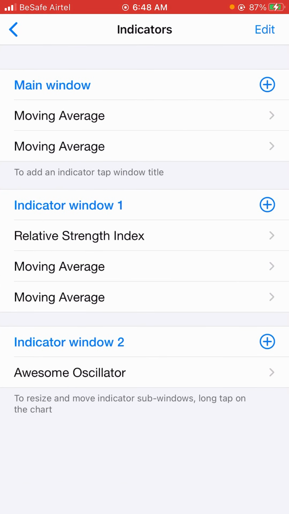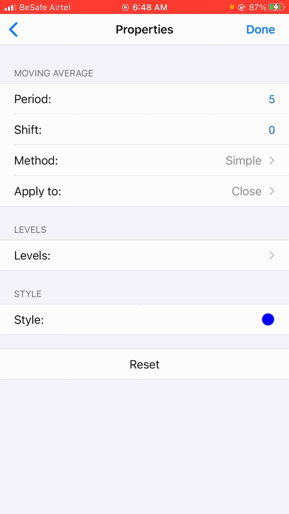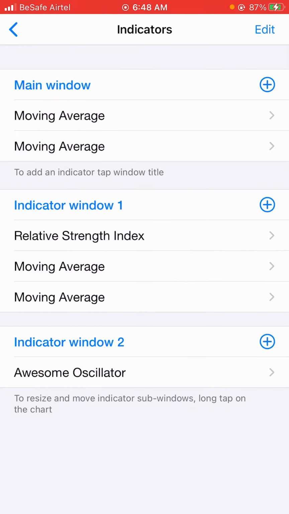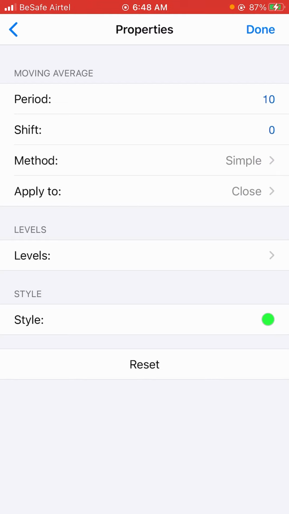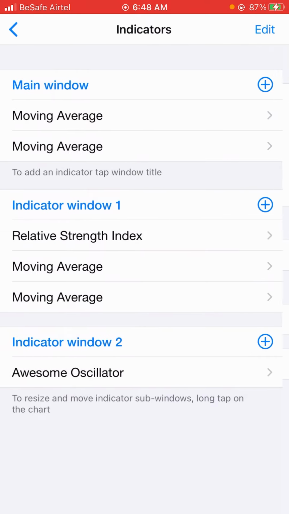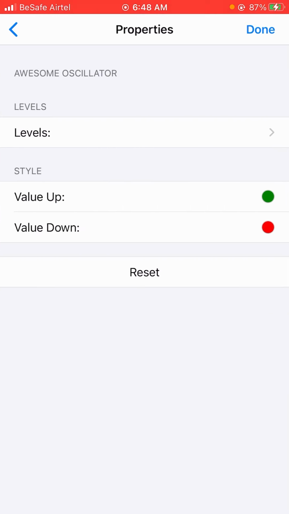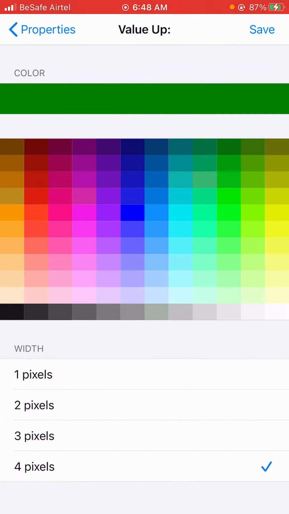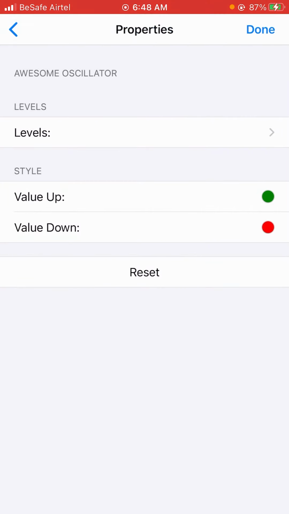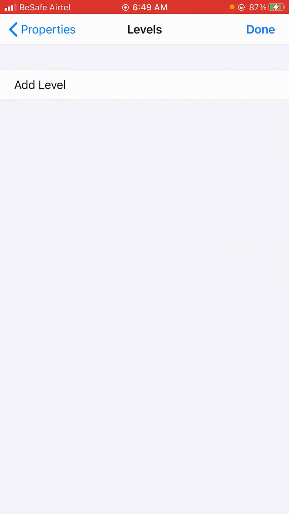So inside your Relative Strength Index, you will put these two moving averages. The first one is moving average period 5, shift 0, method simple, apply to close, and you can choose any color of your choice. The second moving average is period 10, shift 0, method simple, apply to close. Of course, the color there, you can choose any. Then the Awesome Oscillator is at default settings. Just leave it the way it is. You can choose your color, but I'd prefer you use mine for you to easily understand what I have explained.